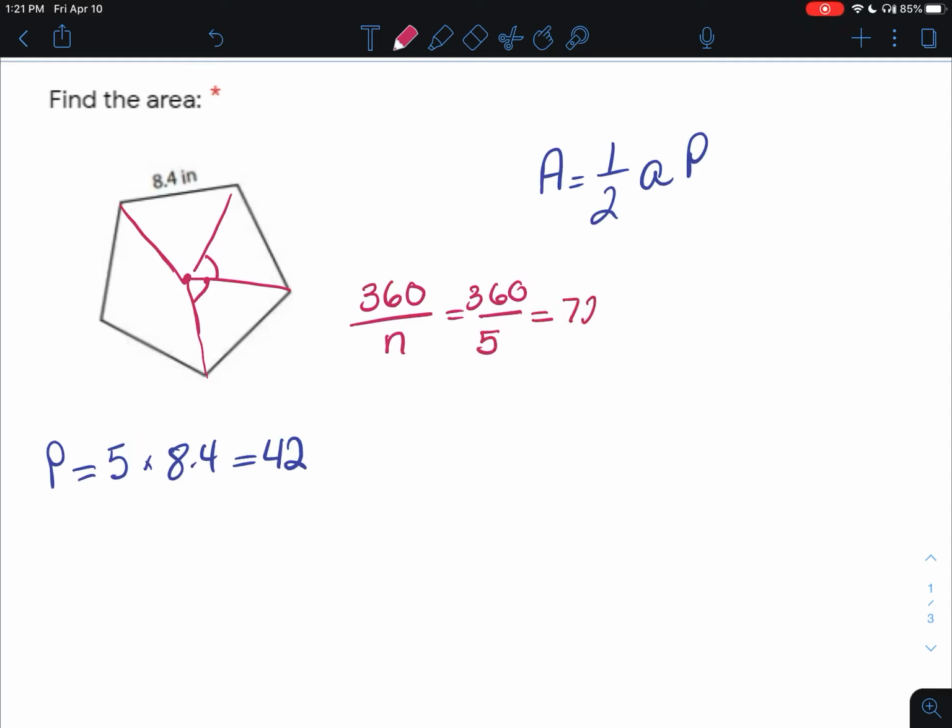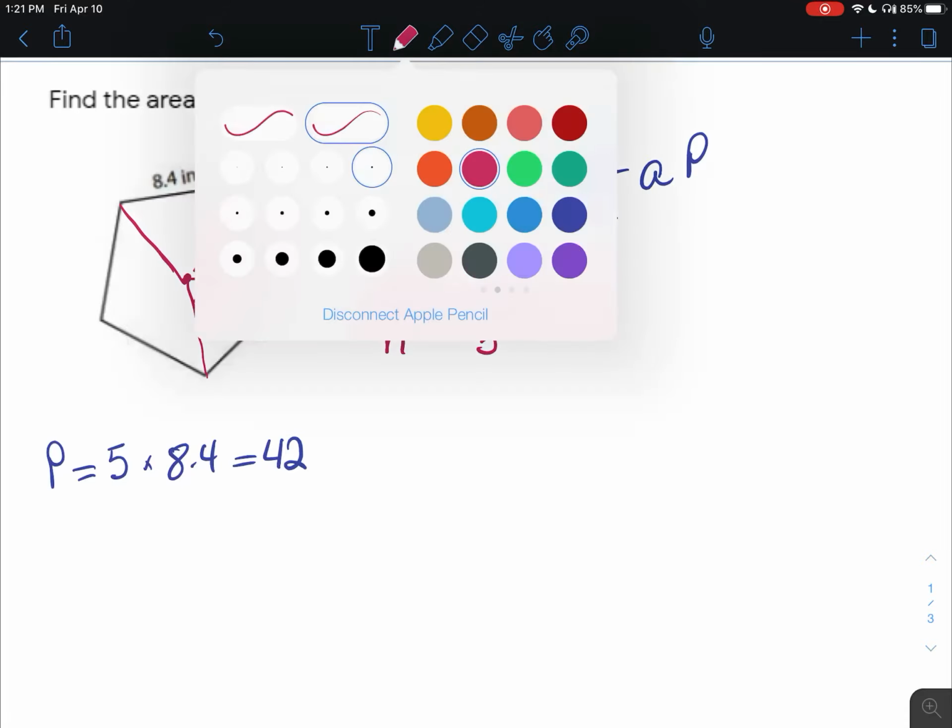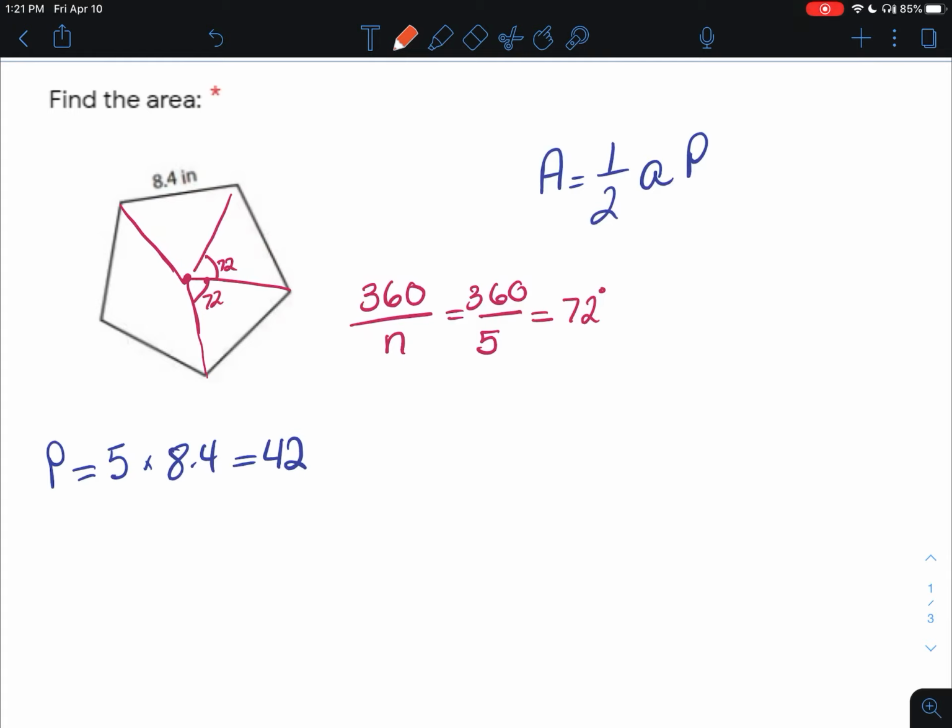So that is 72 degrees. All right, so each one of these is 72. But when we drop our apothem from our center to our side, we are splitting that triangle in half. So therefore we're going to need to divide 72 by 2, which is 36. So now we have this is 36 degrees. That also is going to divide the triangle here in half. So instead of 8.4 for our sides, we're going to have 4.2 and 4.2.